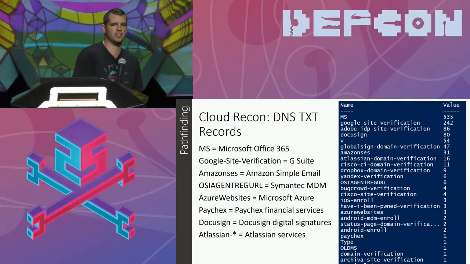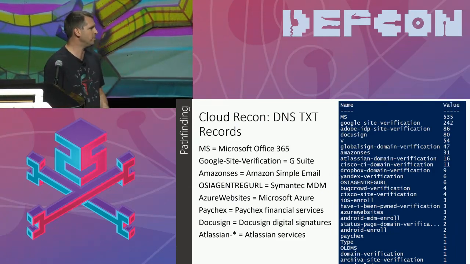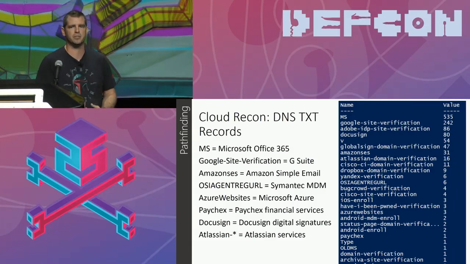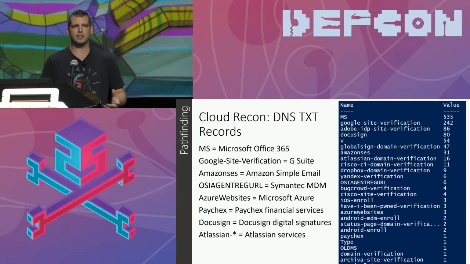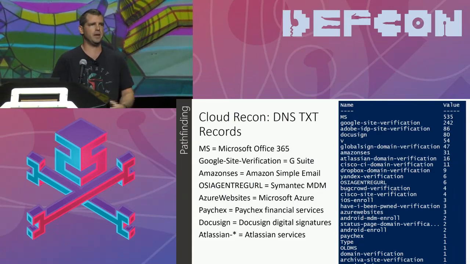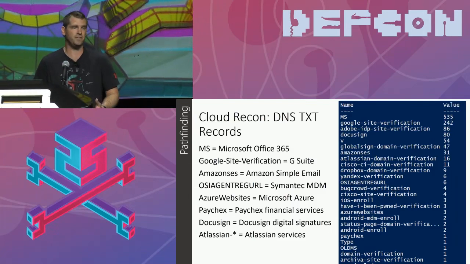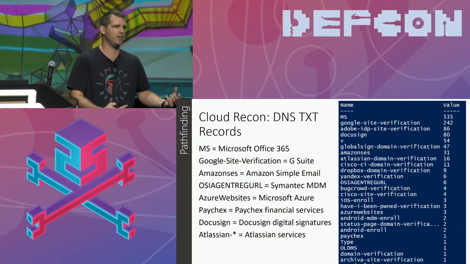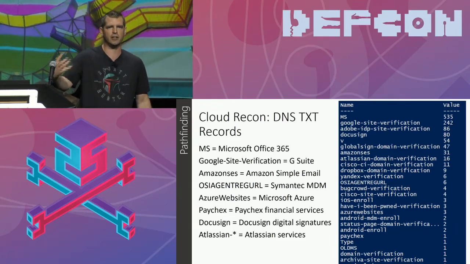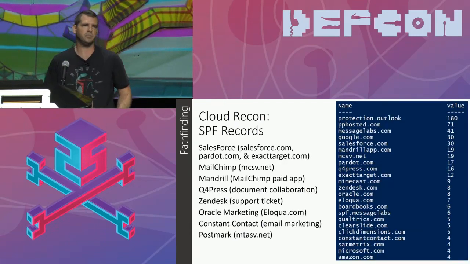You can also find some other interesting things in the TXT records within DNS, such as if they're using Amazon Simple Email or their MDM system. I found a bunch of Symantec MDMs that are configured here, and they actually point to what that system is running on. Or if their domain, their website, is running Azure websites. And then the things that I thought were really interesting were Paychex, DocuSign, Atlassian, just to name a few of these cloud services that actually get registered and configured in DNS to identify this domain as a customer of that cloud service. And then we can take it one step further and actually look at those SPF records.